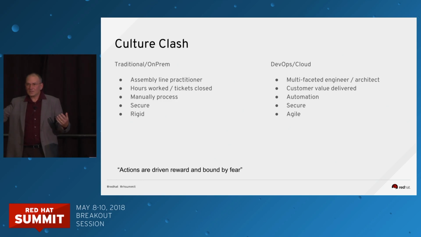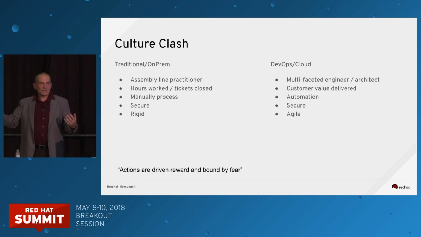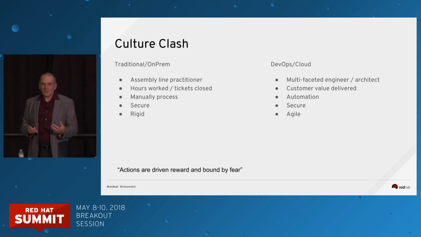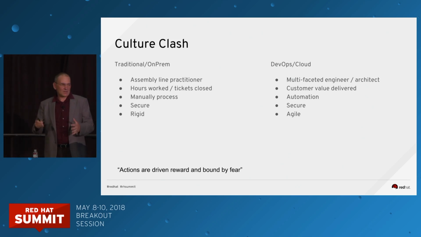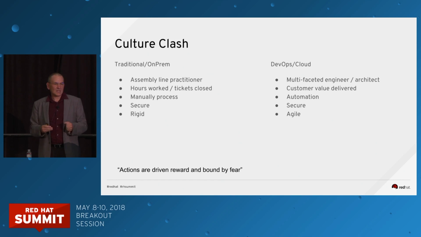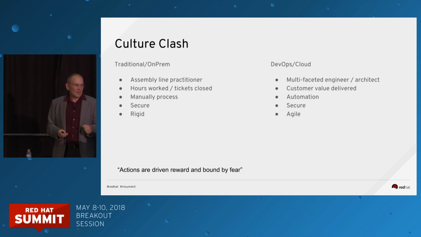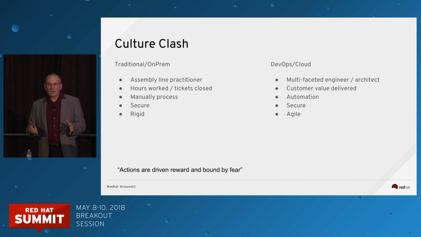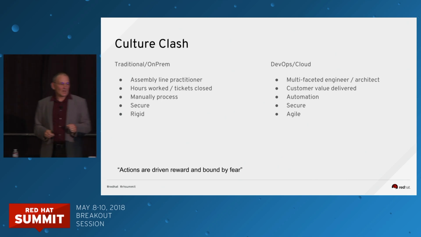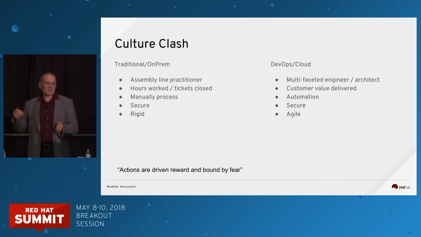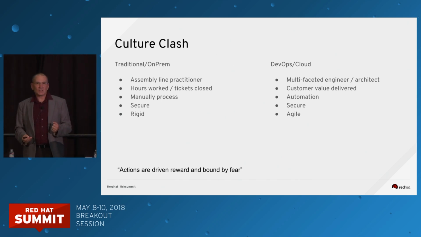If you look at DevOps and cloud, you've got a more multifaceted engineer. The repetitive tasks should be automated. So you don't need to have a lot of people doing the same thing. You need people that can think and act. In a traditional on-prem system, a lot of times your main gauge is hours worked or tickets closed. Whereas in DevOps and cloud, it's all about the customer. It's how much value can you deliver to your customer. On the one side, you've got manual processes. On the other side, you've got automation.